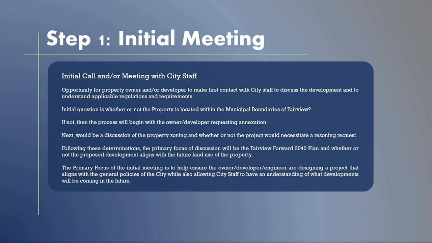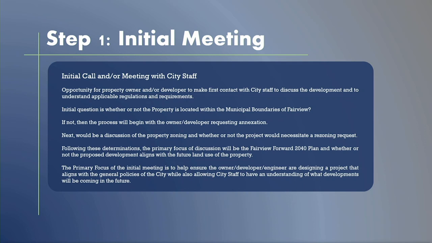Those are important to understand. If it's not in the city and you want to annex it, then we have to determine that it's actually in the urban growth boundary. If it's not, then it's not possible to annex in. So we need to establish that to begin with in this meeting.